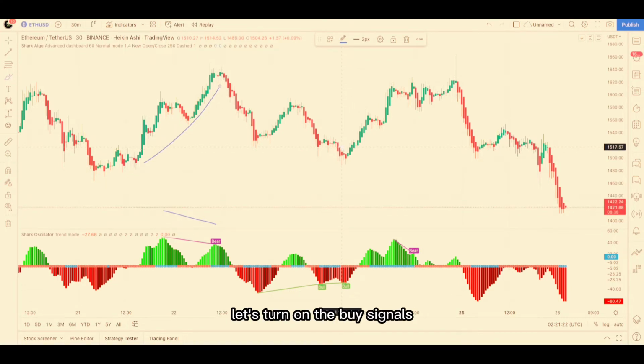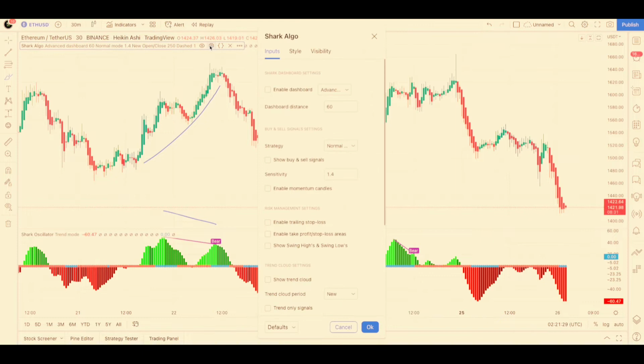So let me give you an example. Let's turn on the buy signals. So we're going to go up to Shark Algo over here. We're going to click on the gear icon, and we're going to click show buy and sell signals. Right now our sensitivity is set at 1.4, and that's just okay for demo purposes.